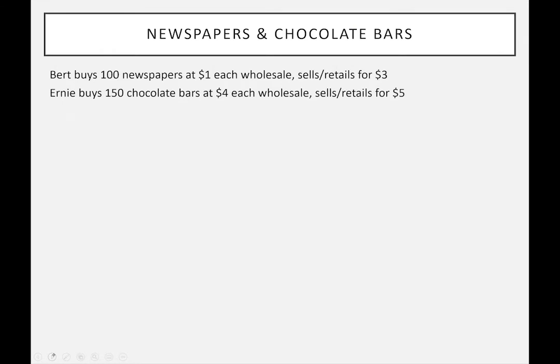So we're going to take a look at the newspaper and chocolate bar business here. We've got Bert, who's buying 100 newspapers wholesale at $1 each, and he sells them retail for $3 each. Ernie, on the other hand, is in the chocolate bar business. He buys them at $4 each wholesale and retails for $5. We're not going to consider the time that they spend selling these things. So let's take a look at how an accountant would view this.